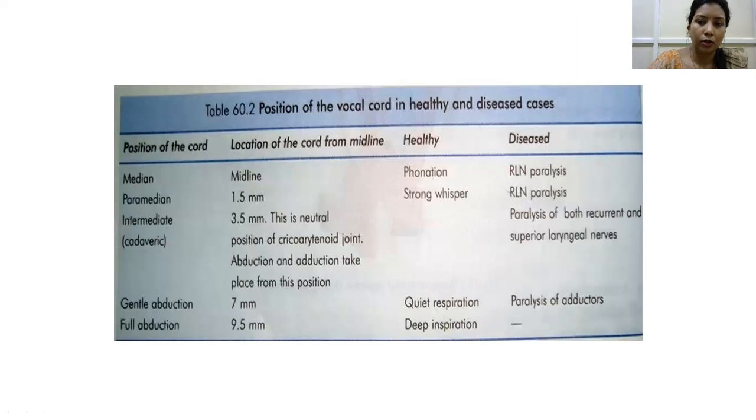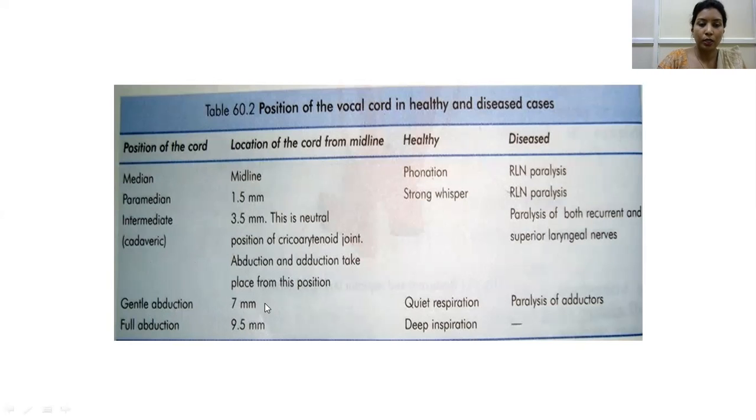I don't know if it's for your seniors, but you have been given multiple choice questions saying when the vocal cords are in intermediate position or in cadaveric position, what is the length of the glottic chink? So glottic chink is the space between your vocal cords. In a median position the vocal cords are in the midline, paramedian is 1.5 mm from the midline, from the center of the larynx. Intermediate or the cadaveric position will be 3.5 mm, gentle abduction 7 mm, and full abduction 9.5 mm.